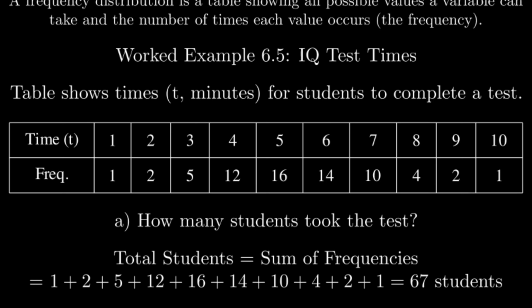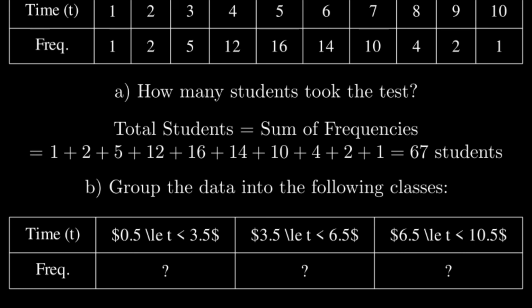Sometimes we have too many individual data points, and it's more useful to group them into classes or intervals. Part B asks us to summarize this information into a new table with wider time intervals. Notice the intervals, 0.5 to 3.5, 3.5 to 6.5, and 6.5 to 10.5. Why these strange boundaries like 0.5 and 3.5? The problem states the times were recorded to the nearest minute. This means a time recorded as 3 minutes could be anything from 2.5 up to, but not including, 3.5. These are called continuity corrections.